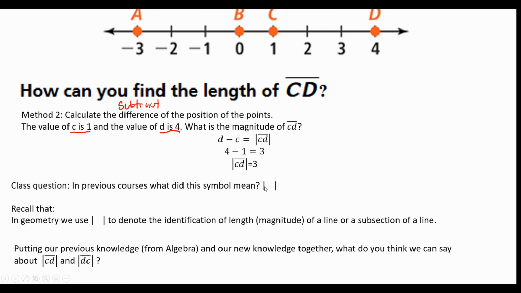Now we've already discussed this, but I want to reiterate. If I had asked you this last week in class, you would have told me those were absolute value bars. Magnitude is another word for length, and length can never be negative, so we use the absolute value bars to show that.